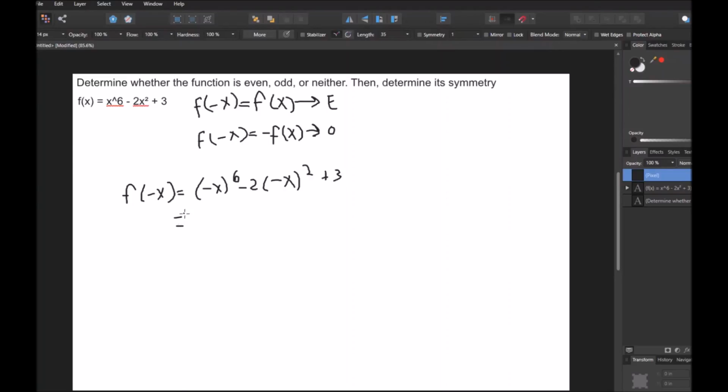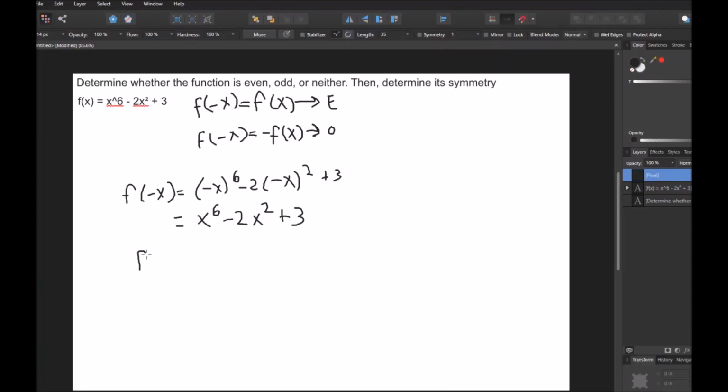So negative x to the sixth will be just x to the sixth, because it's raised to an even power, so it's basically just saying negative x times itself 6 times, and if you do that out by hand, you'll find that it's x to the sixth, times negative 2, and negative 2 will be multiplied by x squared, because negative x squared is just x squared, plus 3. We can see here that we're left with the exact same equation as we started off with. In other words, f of negative x equals f of x.